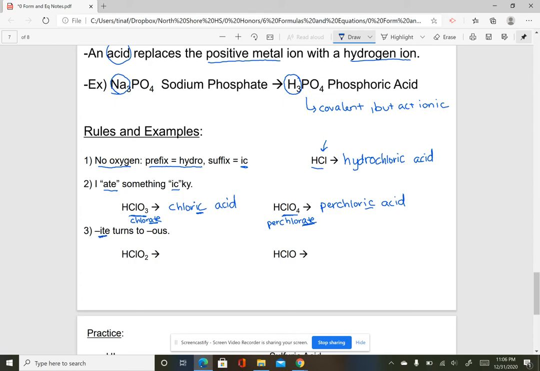Ite, if the polyatomic ends in ite, the acid has to end in OUS. So ClO2 is chlorite. So ite has to turn to ous. Chlorous acid. ClO is hypochlorite. So I would name this hypochlorous acid.